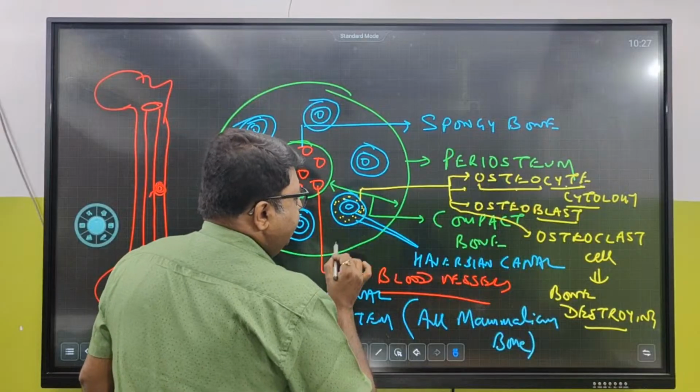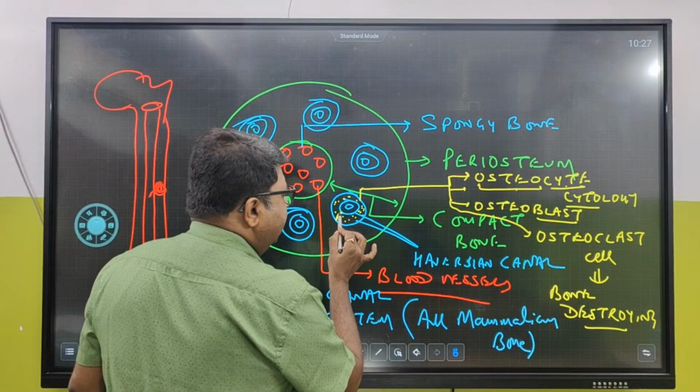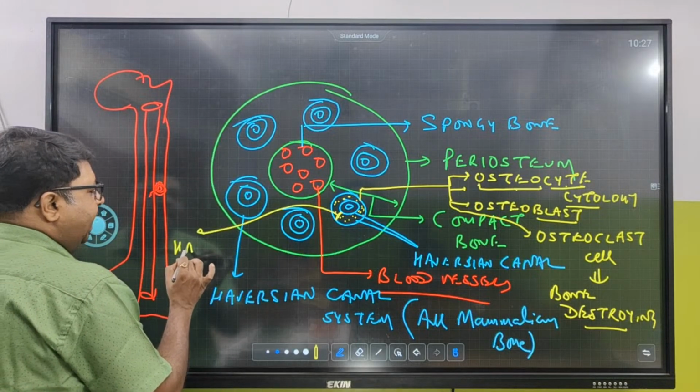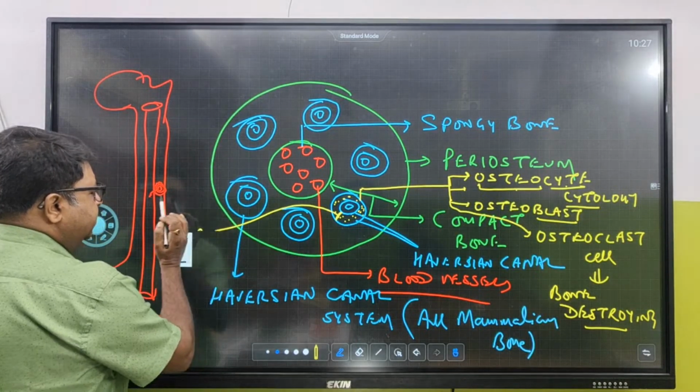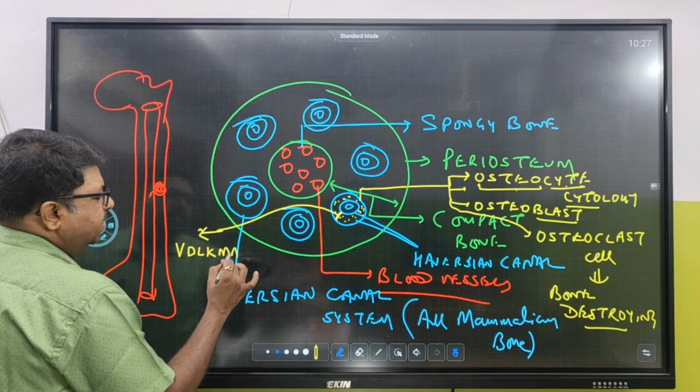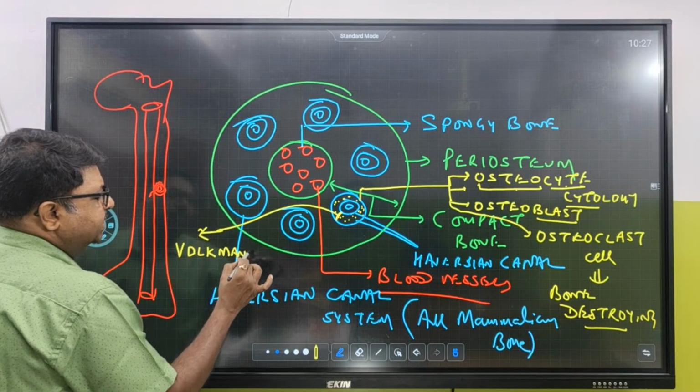Now, two of the Haversian canals connect with each other by another canal which is called, sorry, Volkmann's canal. Which is called Volkmann's canal. Okay, Volkmann's canal.